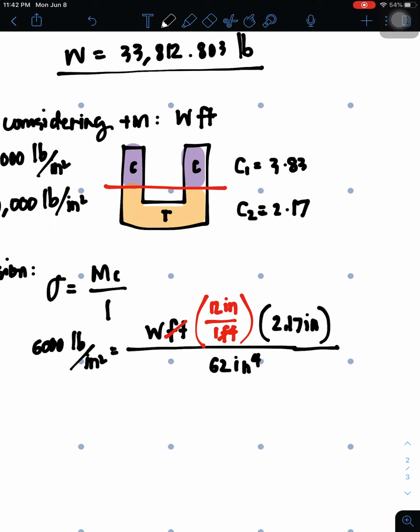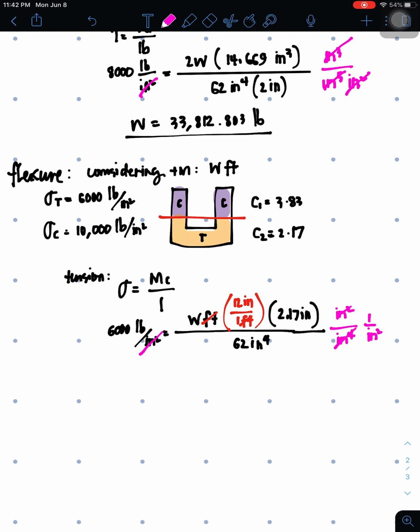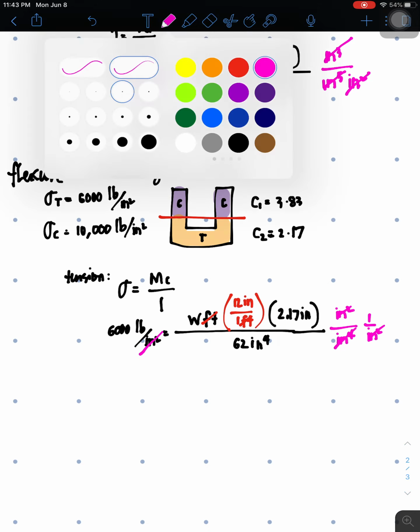So let us examine the units. This is inches square over inches to the fourth, so this cancels out and what remains is 1 over inches square. And then this is inches square and inches square, so what remains is pounds. So of course, we're expecting pounds as our answer.